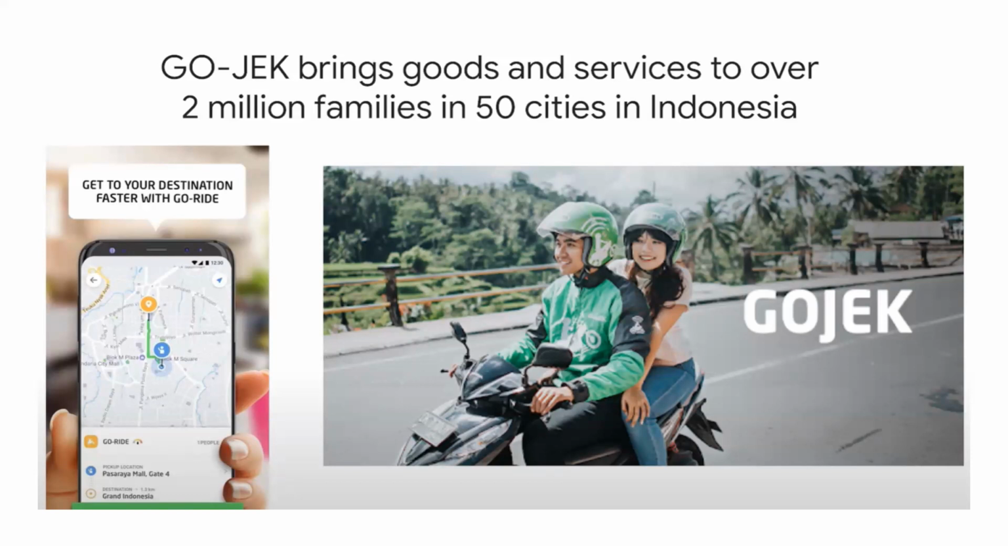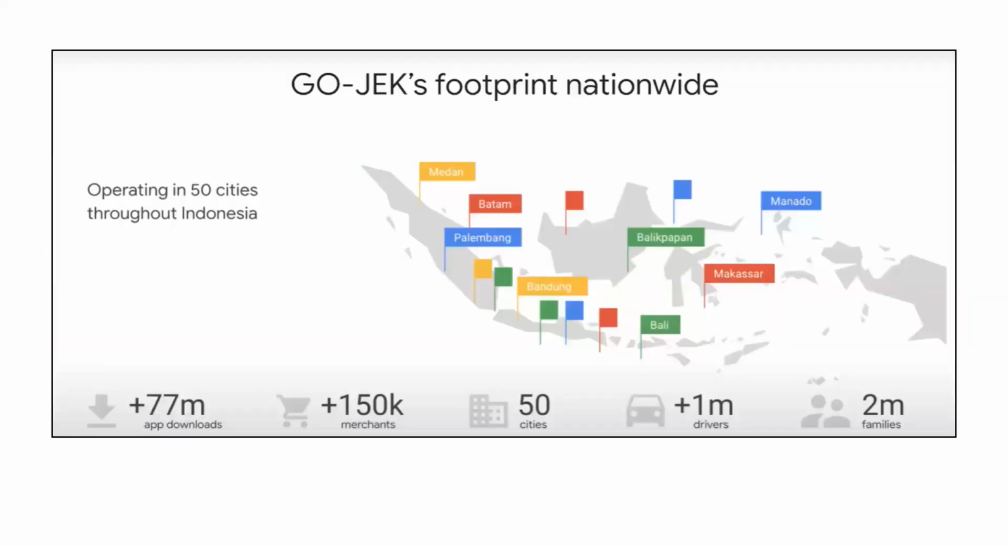If you want any groceries, they're going to help you out. If you want to be moved from one place to another, like Uber, Ola, Rapido which we have in India, they're going to provide you the mobility. But they were having certain problems. When you look into their statistics, for this application there were 77 million application downloads, and 150K merchants serving across. They provide the service in 50 cities, and they have 1 million drivers and 2 million families they are serving.